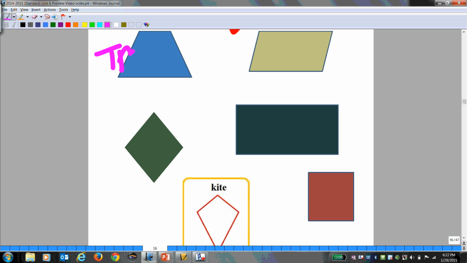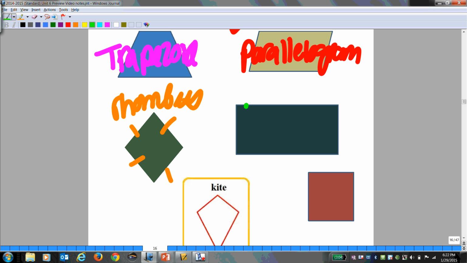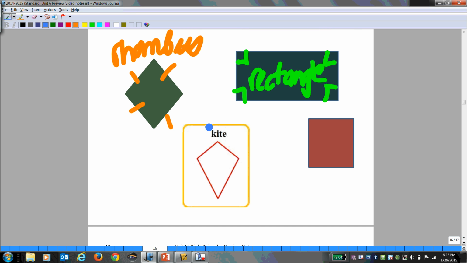Okay, this is a trapezoid. Of course, this is your standard parallelogram. A parallelogram with all equal sides, that's called a rhombus. A parallelogram with 4 right angles, of course, that's a rectangle. Believe it or not, a kite is an actual geometric figure. It's one in which you have consecutive congruent sides, but not opposite congruent sides. Of course, you have your humble square.